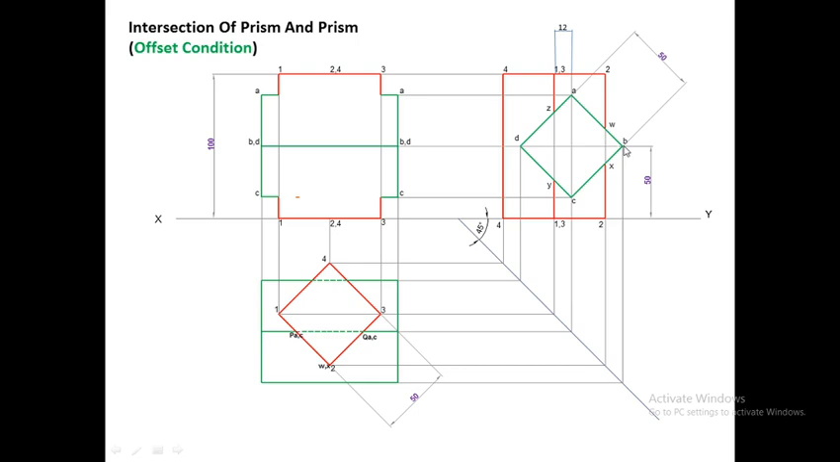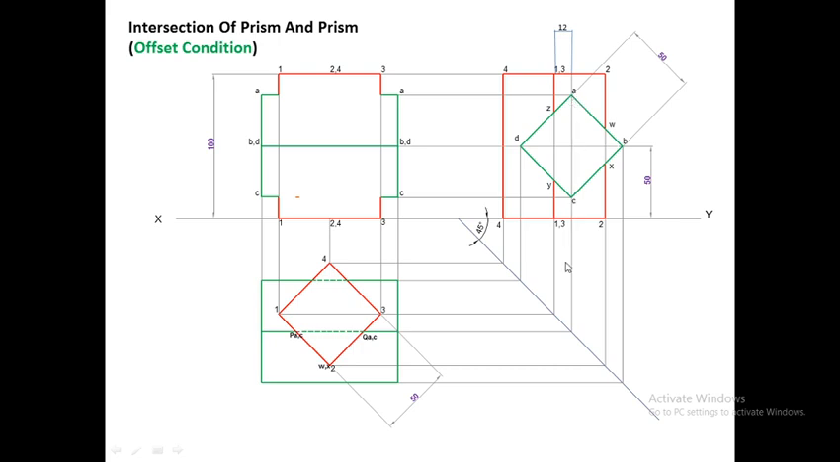Now students, we don't have to mark point B since this point B is not intersecting with the vertical square prism anywhere. All the intersection points are starting from W and ending at X. This point will not intersect. So we have already marked point W and X. Now we will mark point A and C.